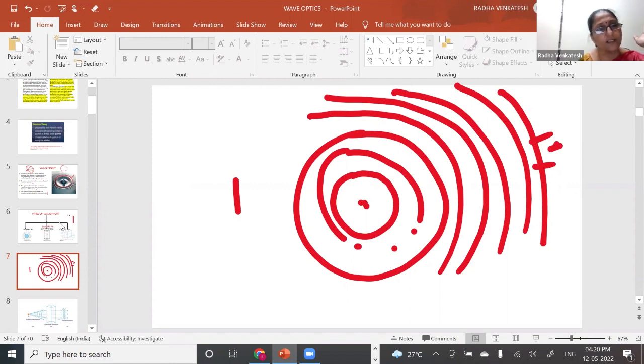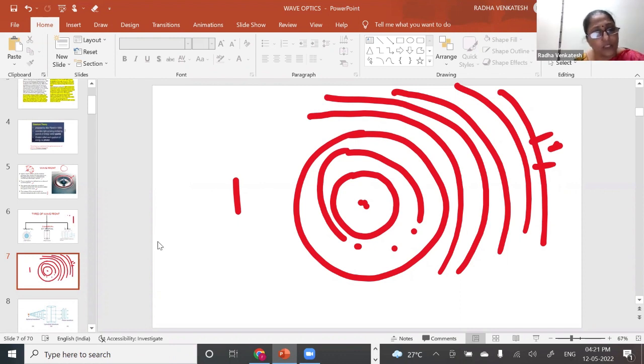So the source of a plane wavefront is nothing but a point source, but that point source is at an infinite distance from the observer, or from the point where the wavefront is received. So for a plane wavefront, if they ask you for the source, it is going to be a point source.